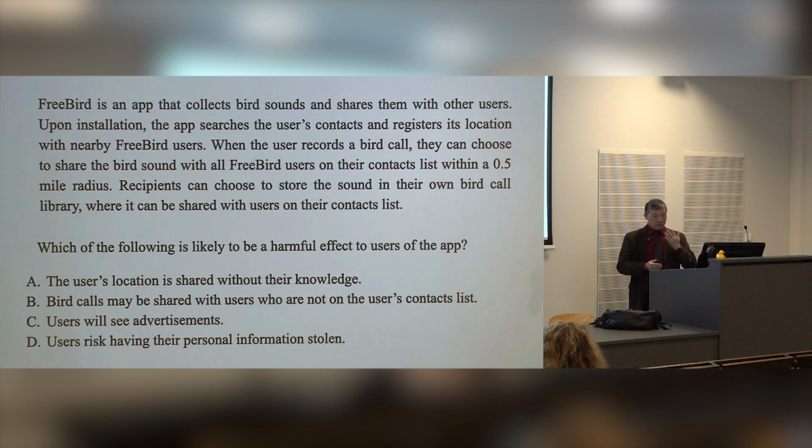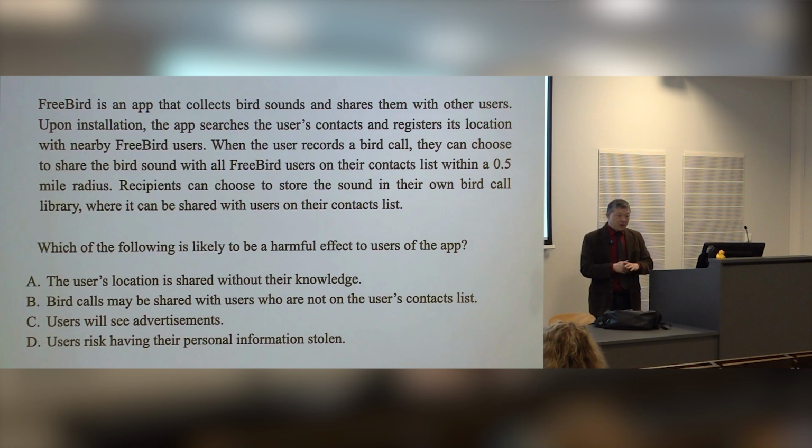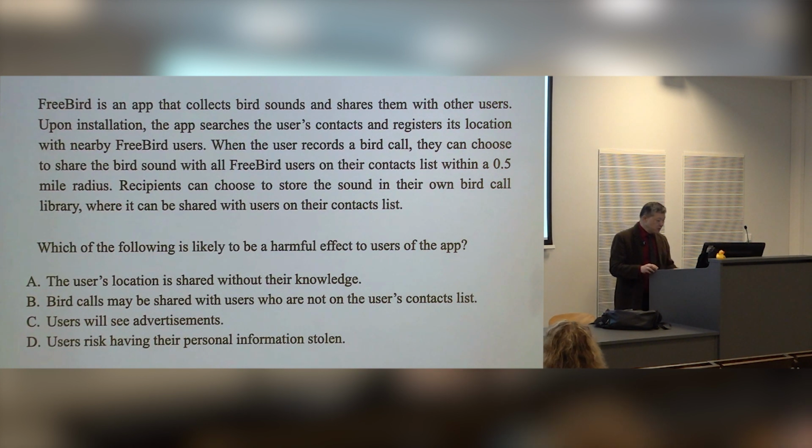So the AP Computer Science Principles course, part of the assessment is a multiple choice quiz. And so some of the quiz questions have to do with things like computing innovations. And this is a sample question of what a computing innovation question might look like. So if we have an app called Freebird, and it collects bird sounds, shares them with other users. When a user records a bird call, they can choose to share it with all the users on their contacts list.